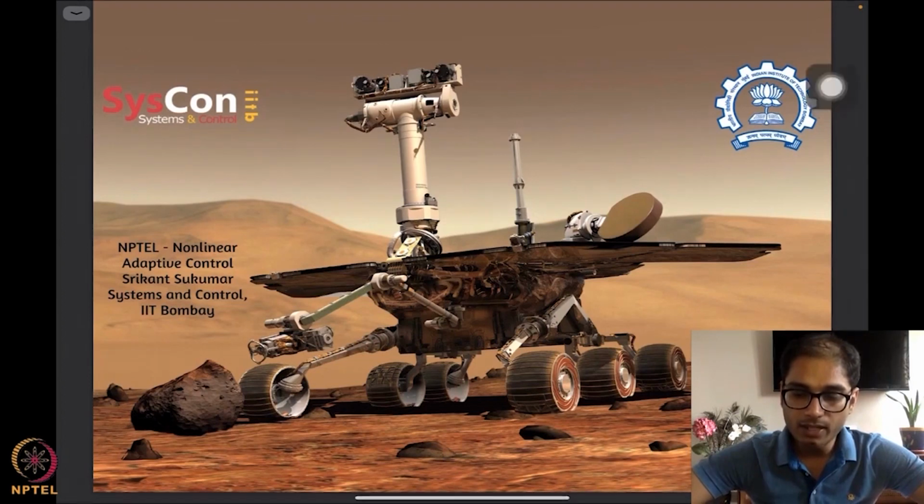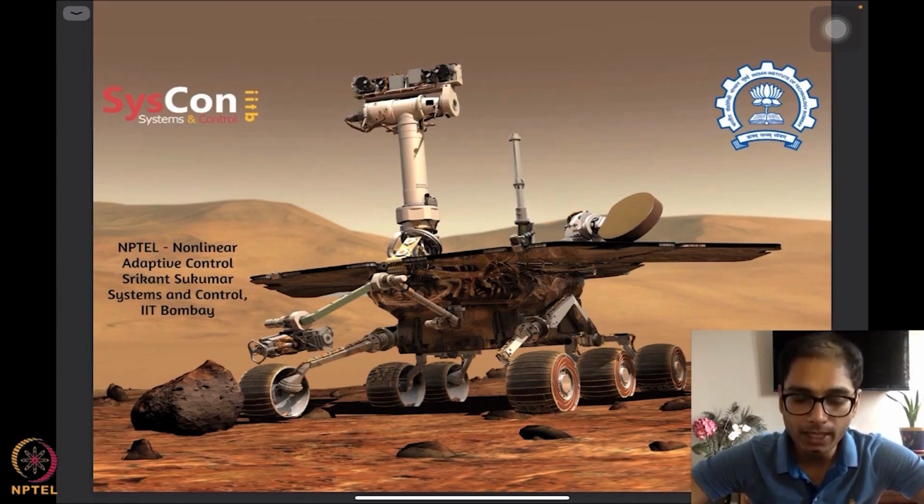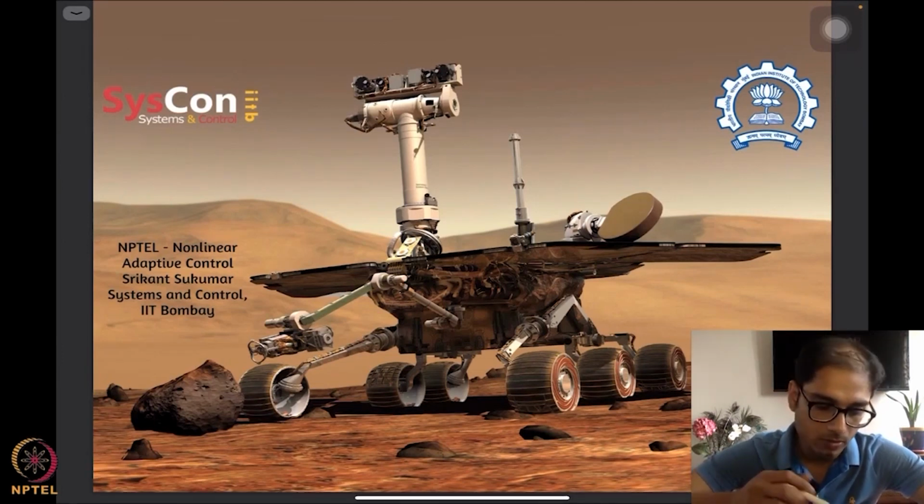As always, we have our nice motivational image right in front of us, which is a rover on Mars. And these are the sort of autonomous systems that we hope to drive with algorithms that are developed through the course of what we learn this semester. All right. So, without delaying any further, let me go into the course material.